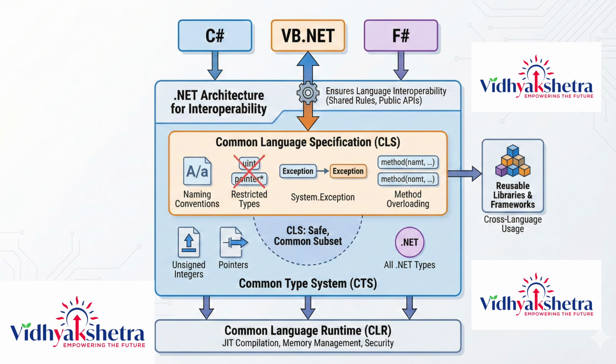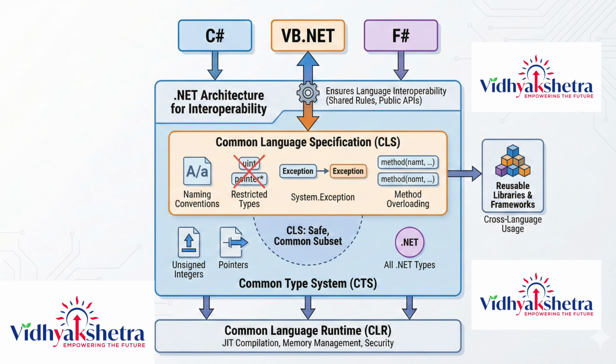The Common Language Specification, commonly known as CLS, is an important part of the .NET architecture that ensures language interoperability. In the .NET ecosystem, many programming languages such as C#, VB.NET, and F# can be used to build applications. While these languages differ in syntax and features, they all run on the same runtime environment called the Common Language Runtime, CLR. The challenge arises when code written in one language needs to be used by another language.